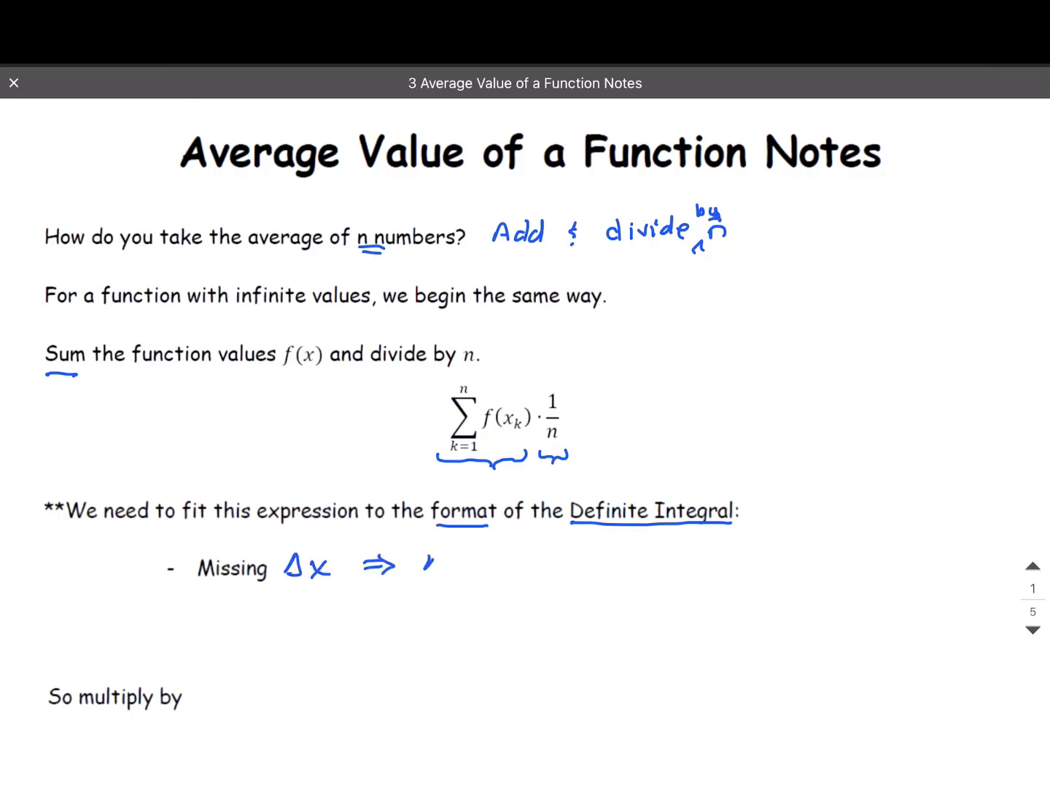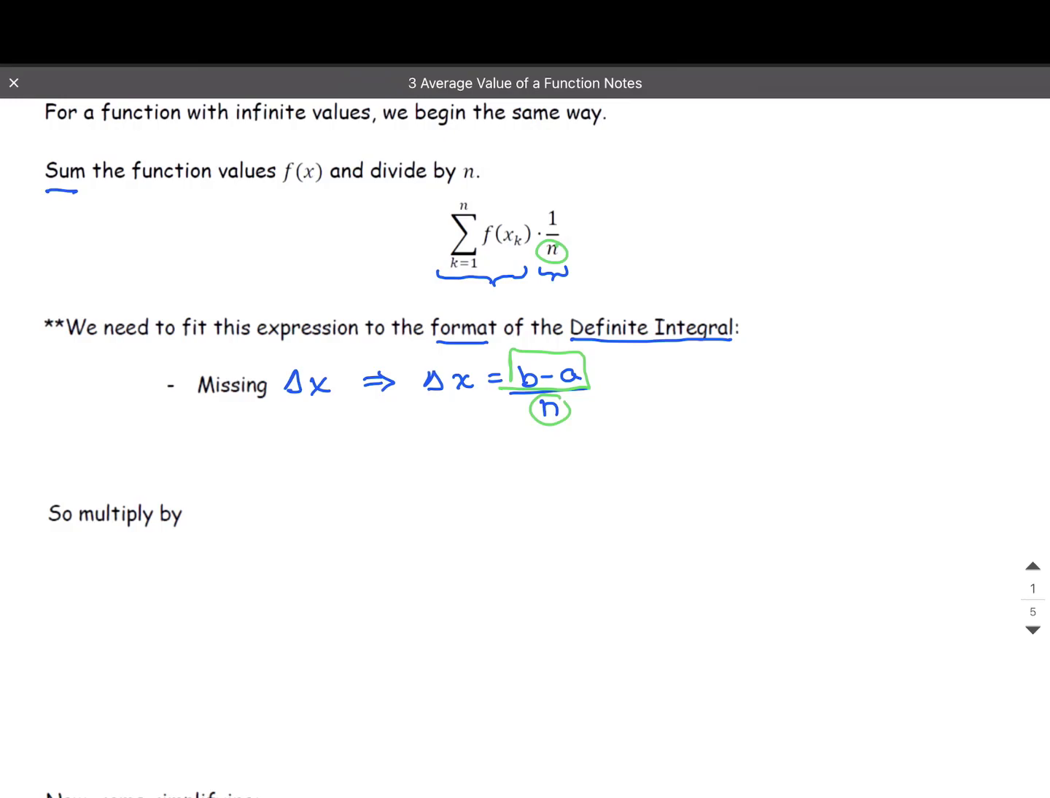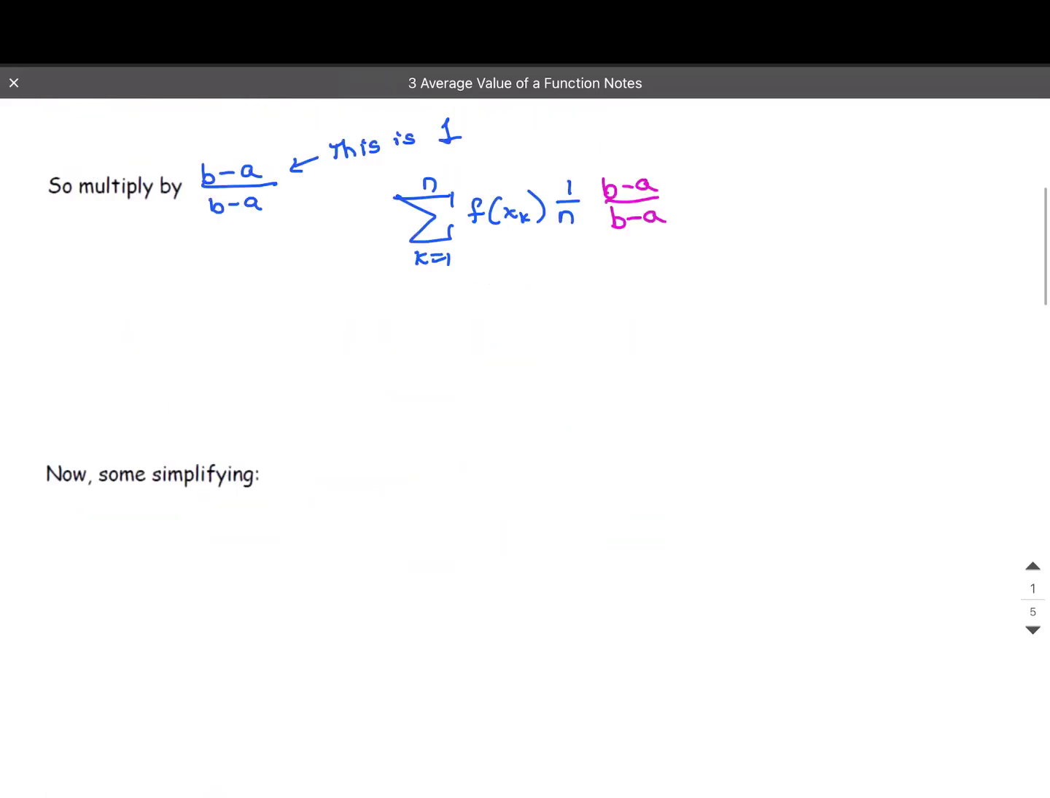Now remember, delta x is b minus a over n. Well, we have the over n part right here. What we don't have is this b minus a. Now we can't just stick it in there. But what we can do is multiply by b minus a over b minus a, because that's really 1. So if we take that initial summation as k goes from 1 to n of f of x sub k times 1 over n, and now we're going to multiply it by b minus a over b minus a. Now we're going to simplify.